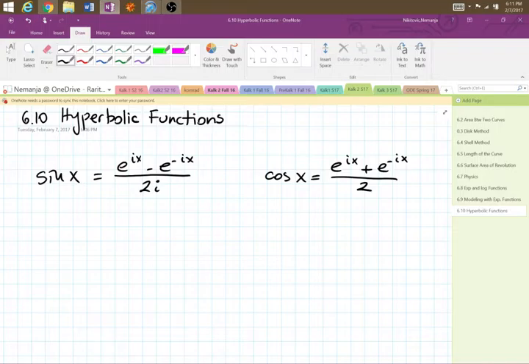300 years ago, 200 years ago, one of the gods of mathematics, Leonhard Euler, figured out pretty much everything we know. And he said, what would happen if I were to remove the i's? So he writes this. He says e to the x minus e to the minus x over 2.